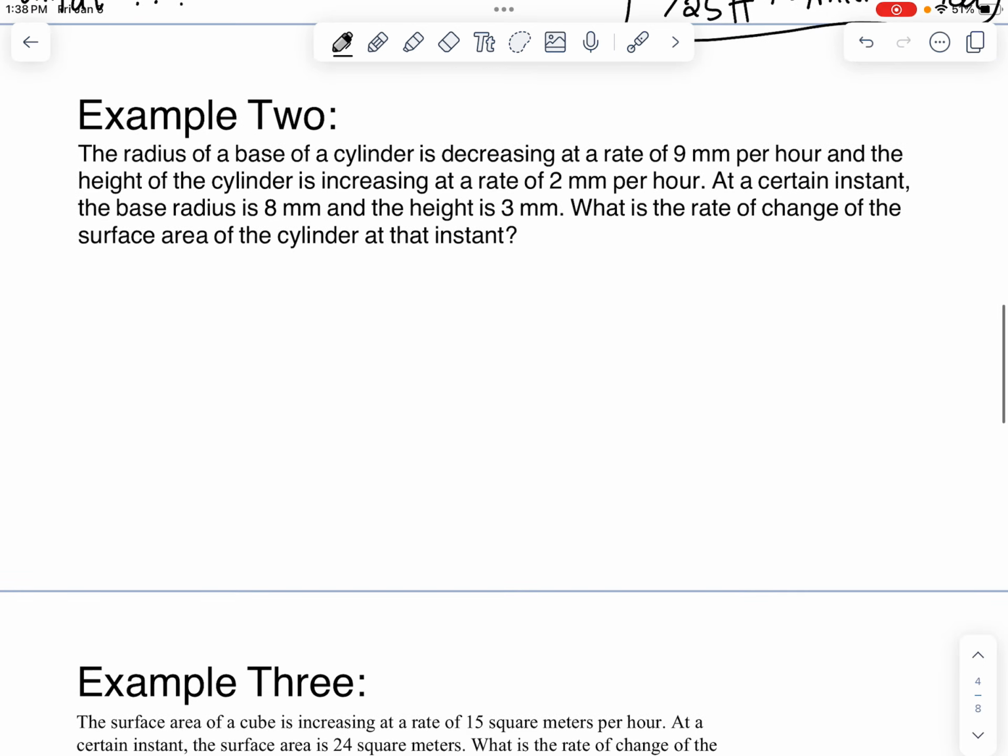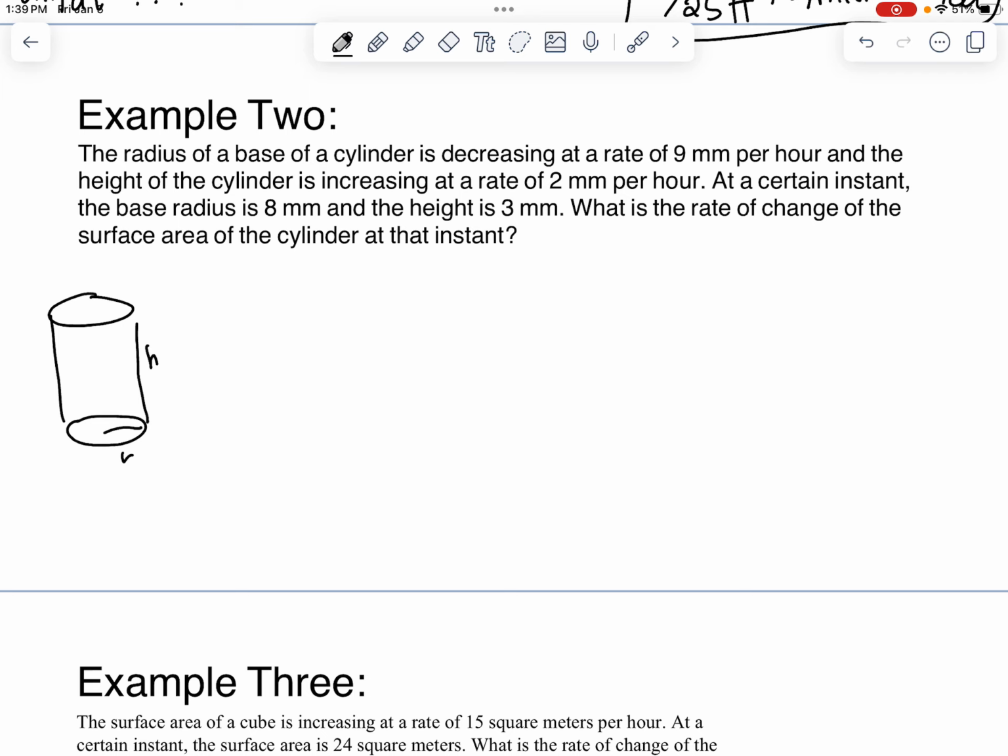So this one says the radius of a base of a cylinder. Okay, it already says cylinder, so I'm just going to go ahead and draw that. The radius of the base of a cylinder is decreasing at a rate of 9 millimeters per hour, and the height of the cylinder is increasing at a rate of 2 meters per hour. At a certain instance, the base radius is 8 millimeters and the height is 3 centimeters. What is the rate of change of the surface area?